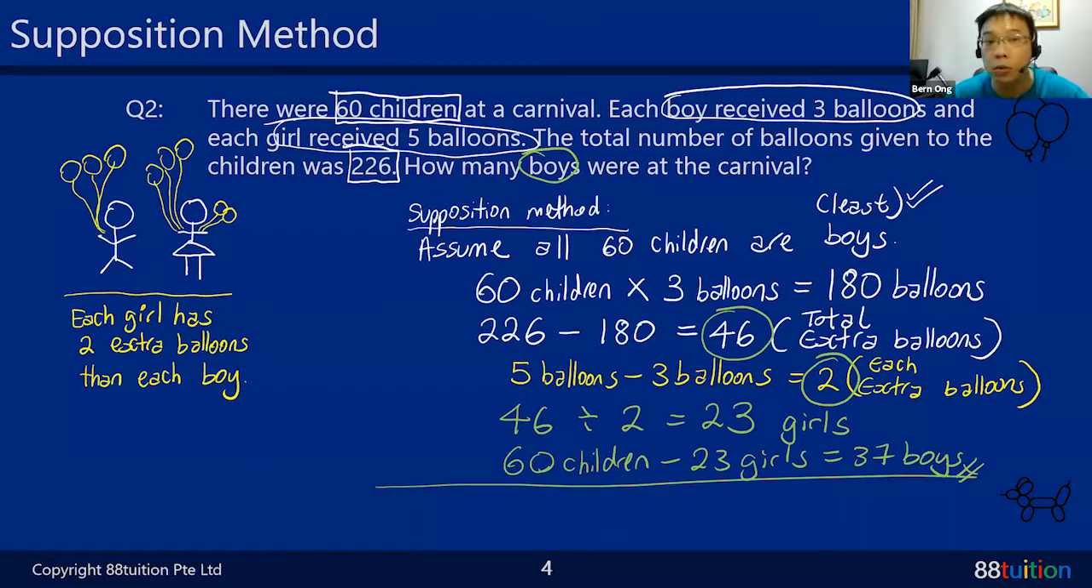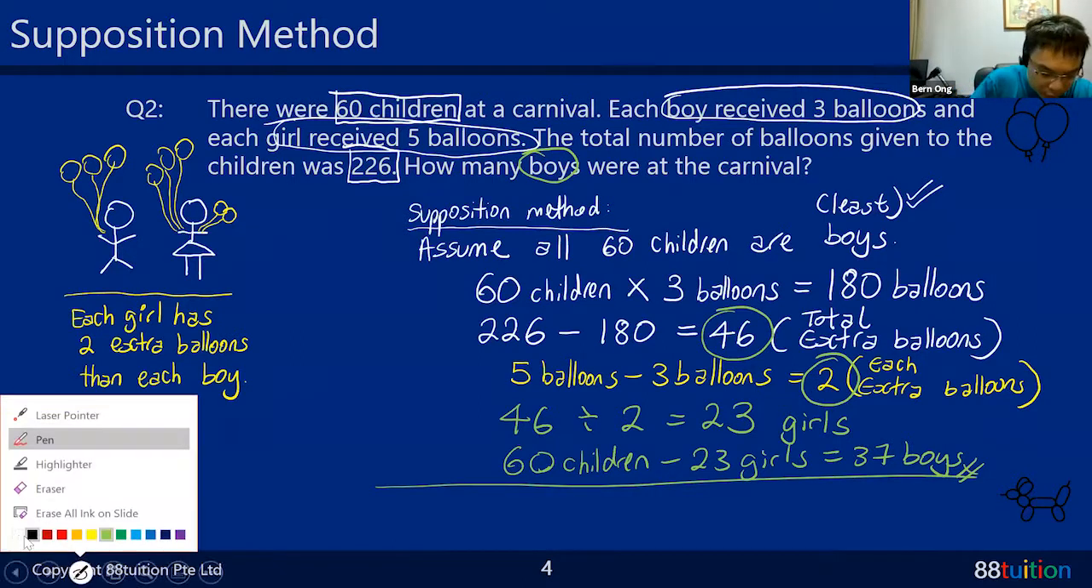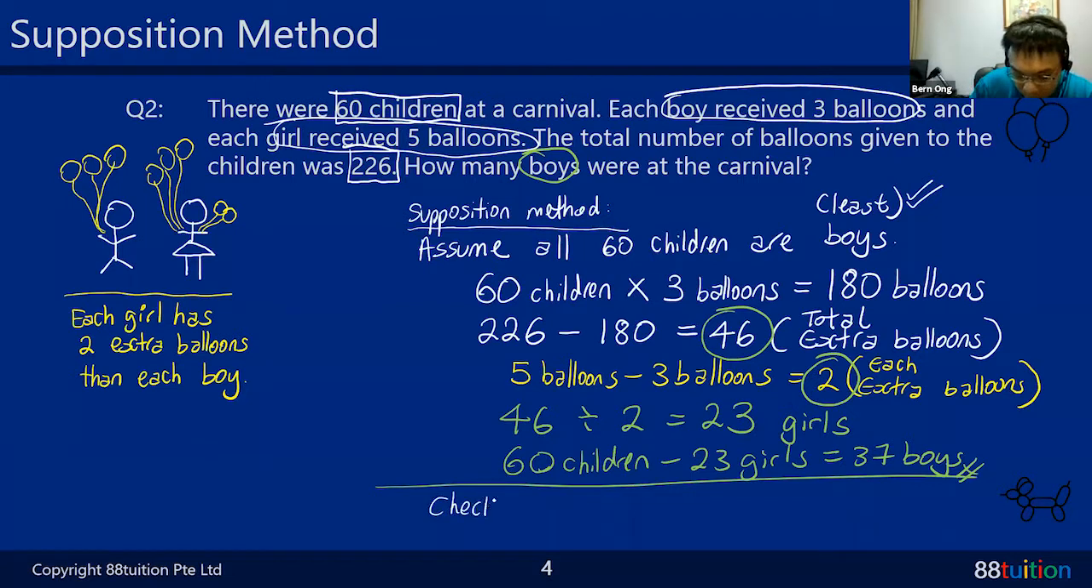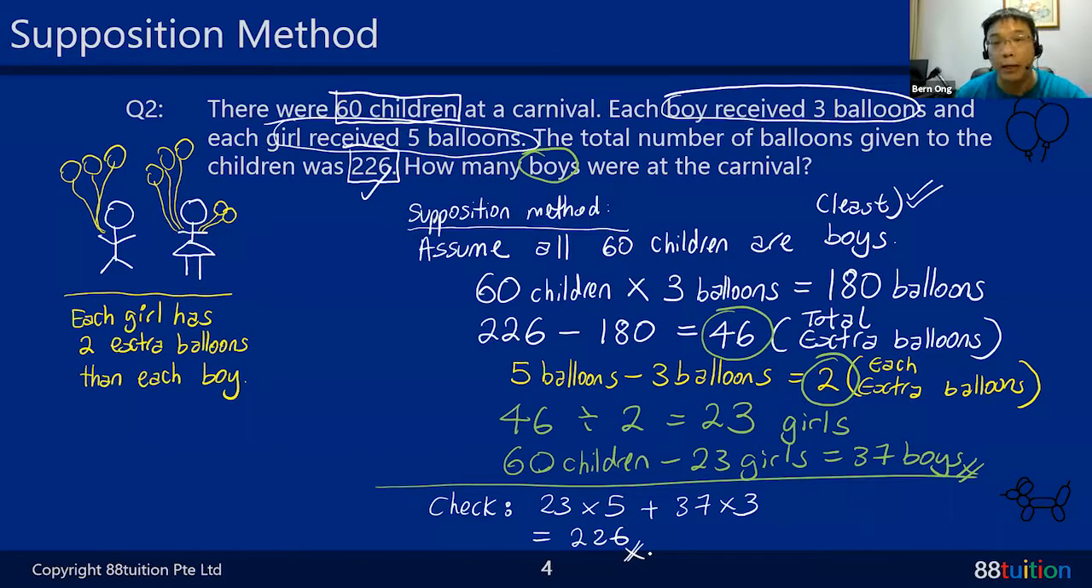So down here, the last thing you do is to check. You can use your calculator to check. Since there are 23 girls, and each girl got 5 balloons, plus there are 37 boys, and each boy got 3 balloons, you press the calculator: 23 times 5 plus 37 times 3. 226. It's correct. So your checking shows that it's correct. That's good, obviously. So how many boys are there? We are talking about 37 boys here, and that's your answer.